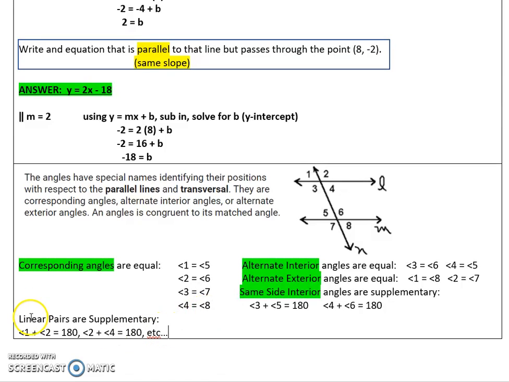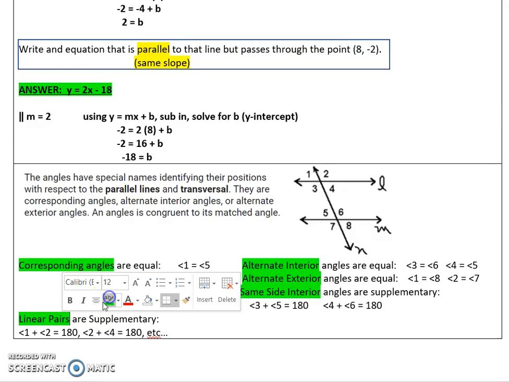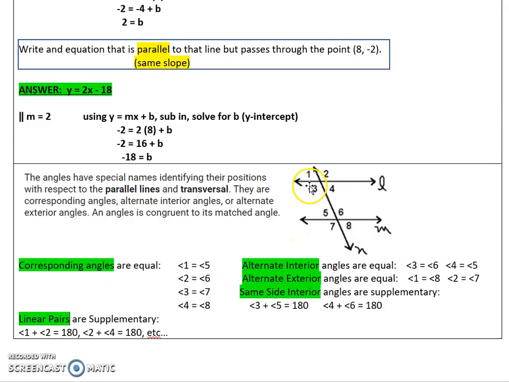And then you have linear pairs. Linear pairs are adjacent angles, angles next to each other. They share the same vertex, and they create a line. So angle 1 and angle 2 are a linear pair because they create a straight line, and they also add to 180. Angle 2 and 4 create a linear pair. They add to 180. 5 and 6, 5 and 7. Any two angles that create a line is called a linear pair.